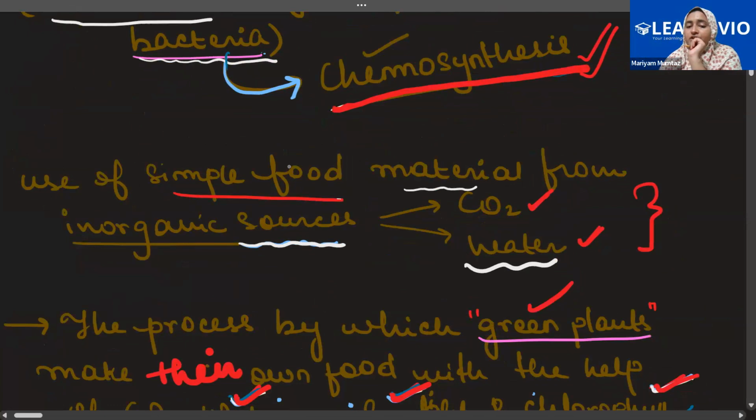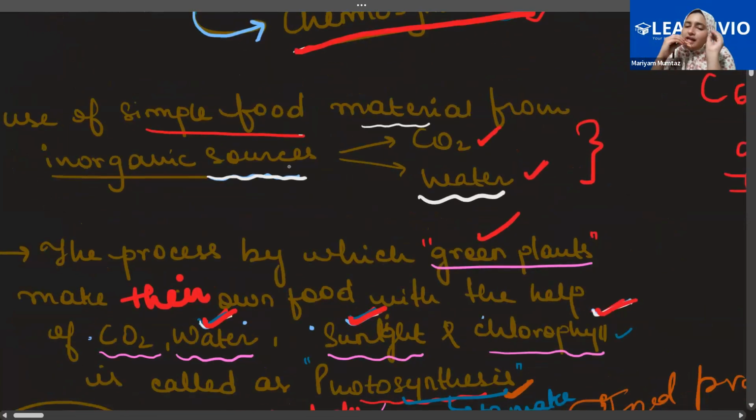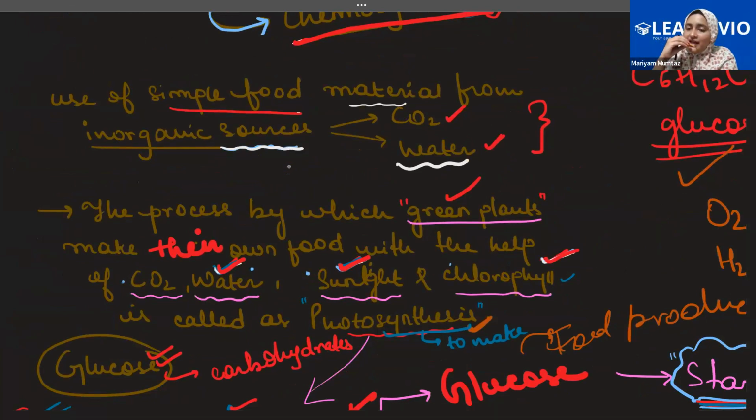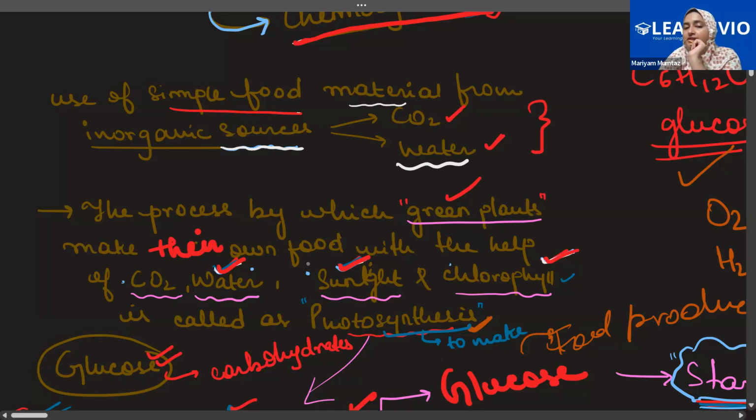Now, when we talk about photosynthesis, almost everyone knows the basic definition of photosynthesis, right? The process by which the green plants will make their own food with the help of carbon dioxide, water, sunlight, and chlorophyll, and that is what we call photosynthesis. What is the end product of photosynthesis? Oxygen is one of the products, but what is the main product of photosynthesis? Glucose.